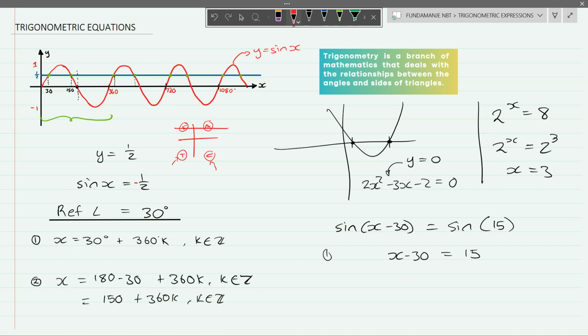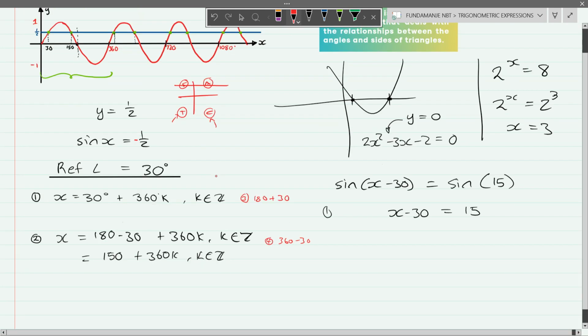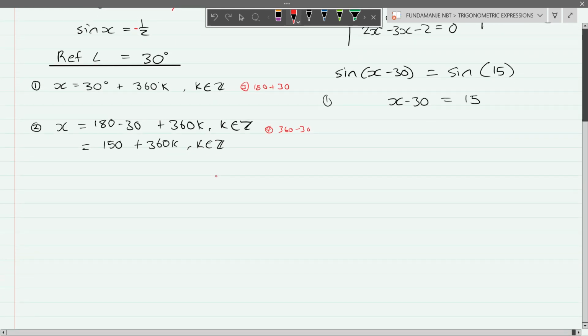So my answer would have been something more like the third quadrant, 180 plus 30, which would give me 210. And then my other one would be in the fourth quadrant, which would be 360 minus 30, which would be 330. And every time we put plus 360k to show that this answer is going to repeat at the set period of our function.